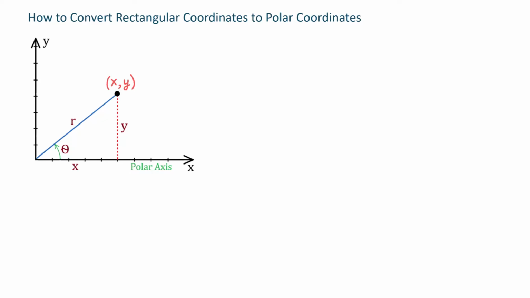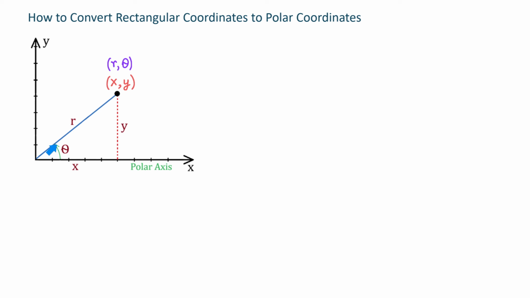Hello! In the rectangular coordinate system, each point is represented by two coordinates, x and y. The x-coordinate tells us how many units we move left or right, and the y-coordinate how many units we move up or down. In the polar coordinate system, each point is also represented by two coordinates, and these are r and theta. R is the directed distance from the pole, and theta is the angle generated by a rotation from the polar axis.